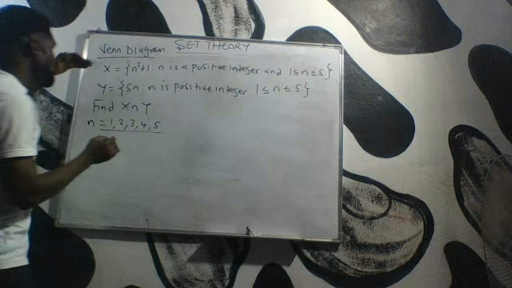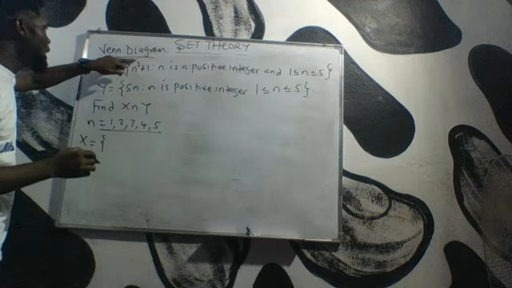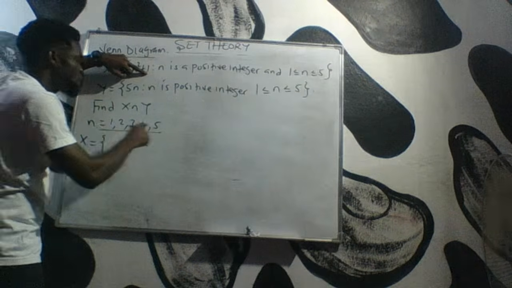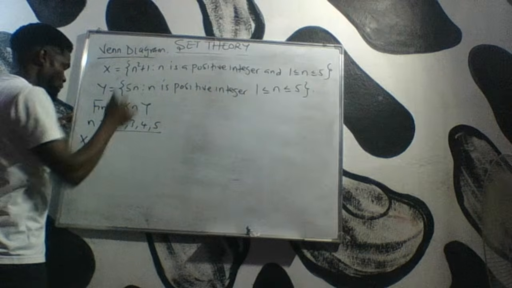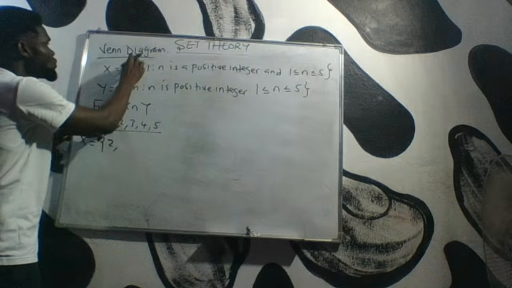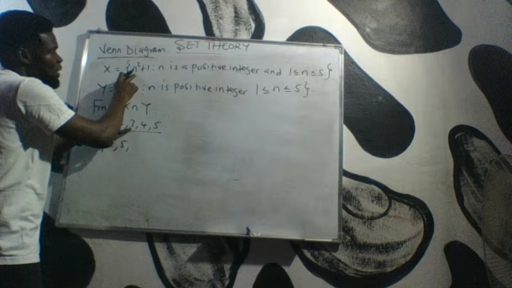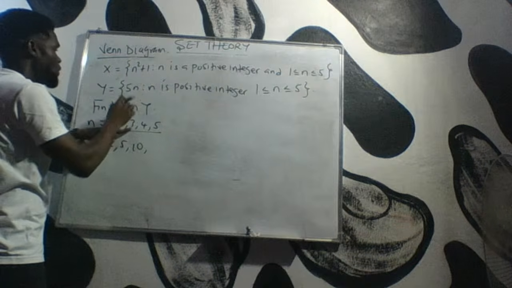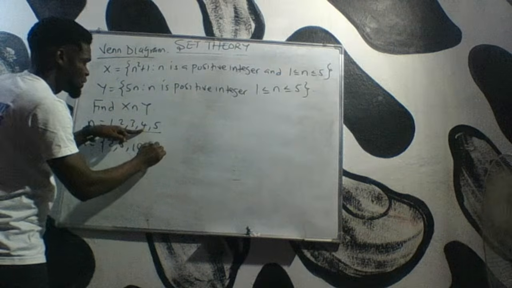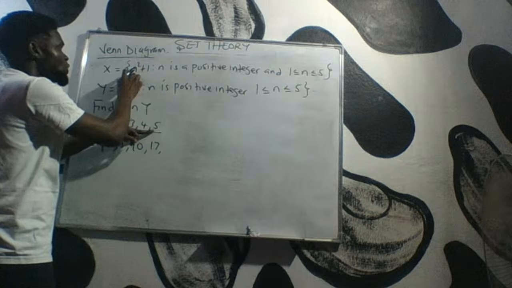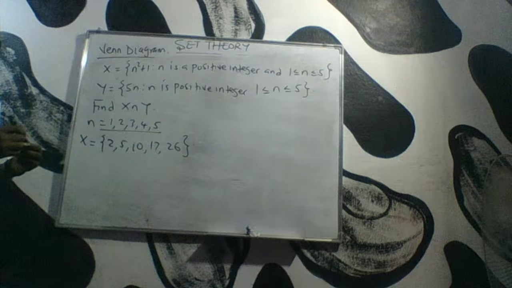With this, you can now generate the values of set x. That means set x is equal to n squared plus 1, and substitute these values. Put 1. 1 squared is 1, 1 plus 1 is 2. Next, put 2. 2 squared is 4, 4 plus 1 is 5. Put 3. 3 squared is 9, 9 plus 1 is 10. Put 4, the next number. 4 squared is 16, 16 plus 1 is 17. Now put 5. 5 squared is 25, 25 plus 1 is 26. Those are the elements of set x.